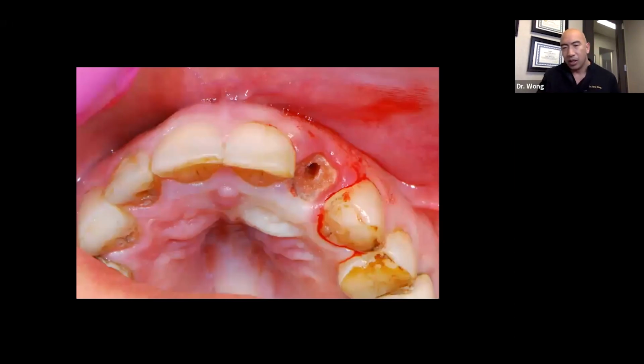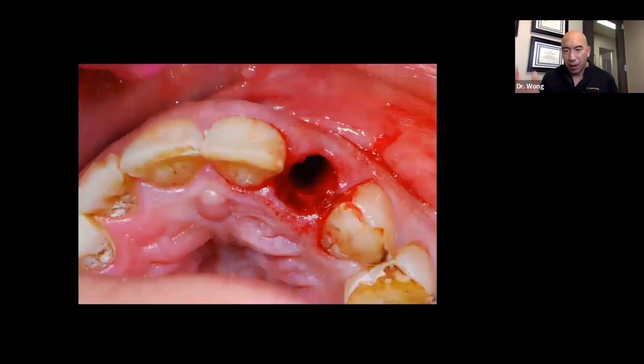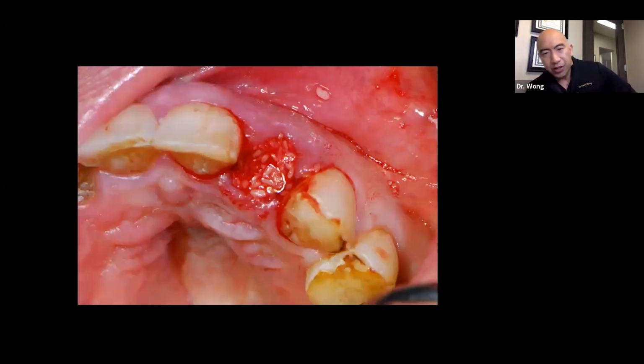Some people still, though, feel like they need to put something over the socket to keep everything in. If you're in that "some people" category, let's talk about what else you can use that's not going to cost you so much money. So here we've got tooth number 10 that we're going to take out. This is the periotome on the distal side. It's going to pop out of there. Kept the papilla intact, grafted the socket.